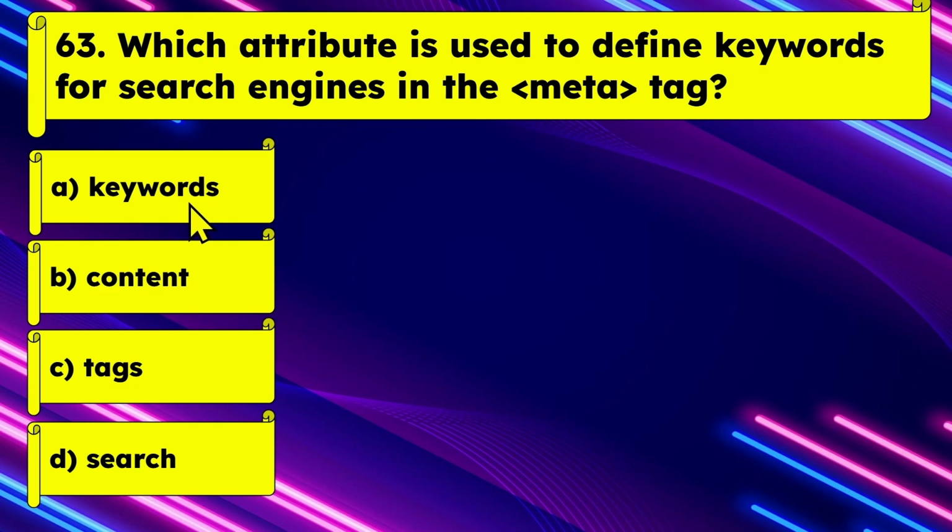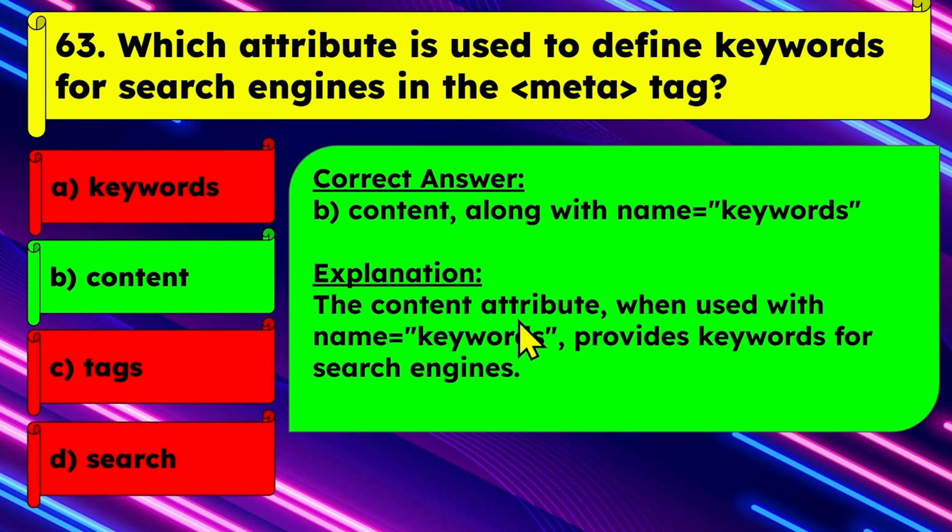Option A keywords, option B content, option C tags, or option D search. So here the correct answer is option B. You can see the content attribute when used with name equal to keywords. So it provides keywords for search engines.